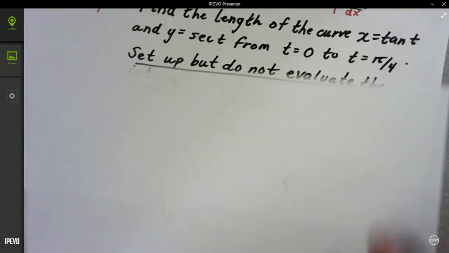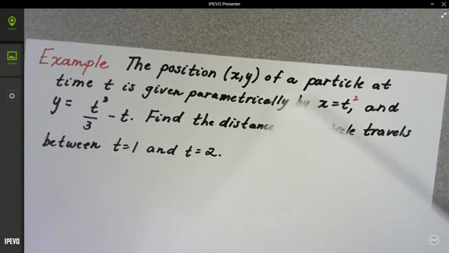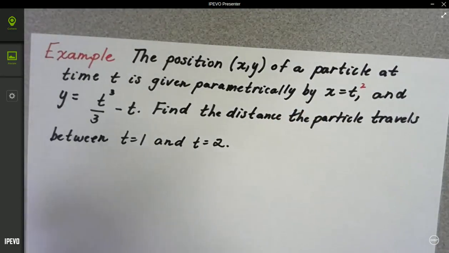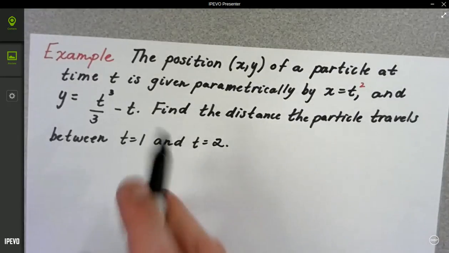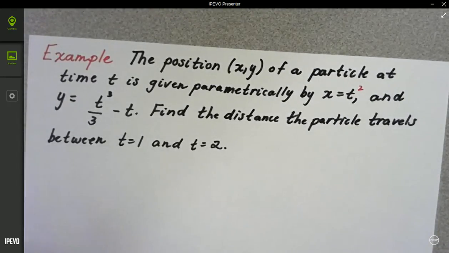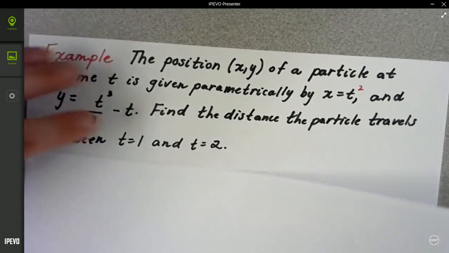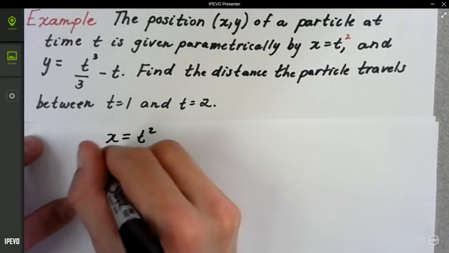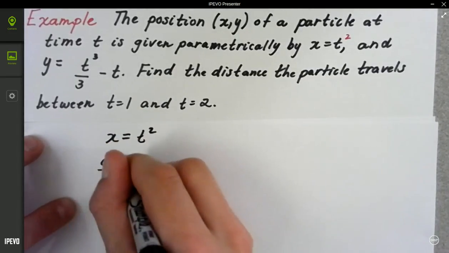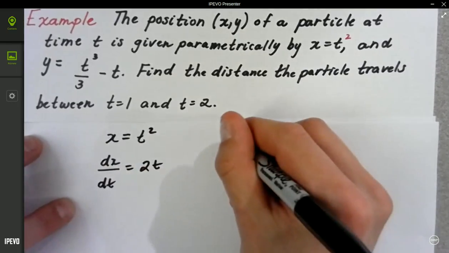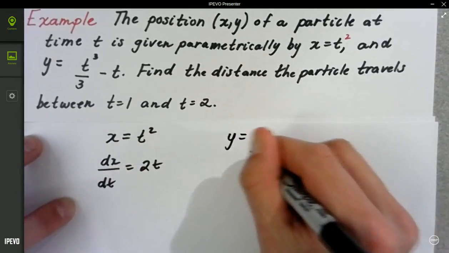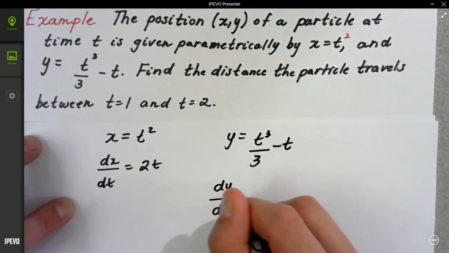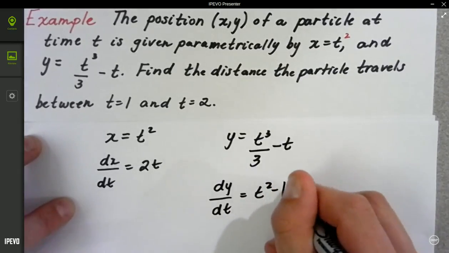All right, so our second example, the position x, y of a particle at time t is given by x equals t squared and y equals t cubed over 3 minus t. Find the distance the particle travels between 0 and 1. So x equals t squared, dx/dt equals 2t, y equals t cubed over 3 minus t. And if I take that derivative, dy/dt equals t squared minus 1.